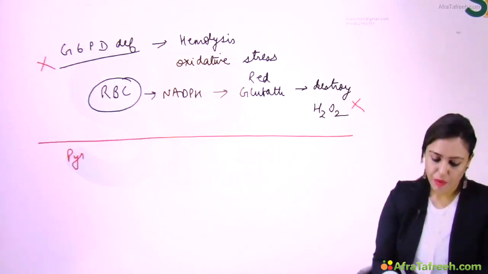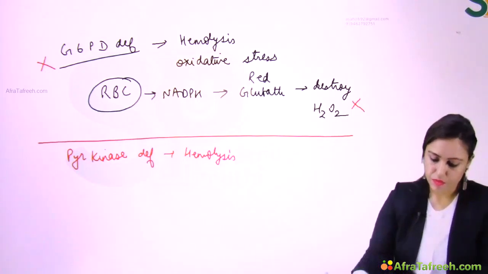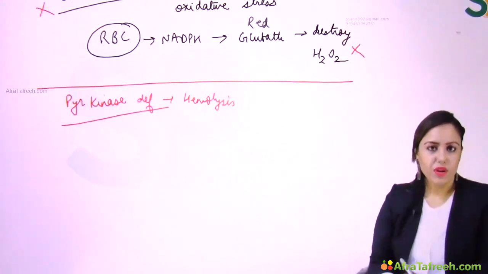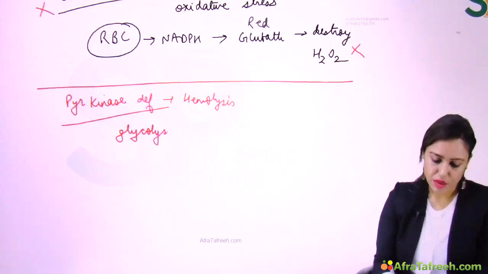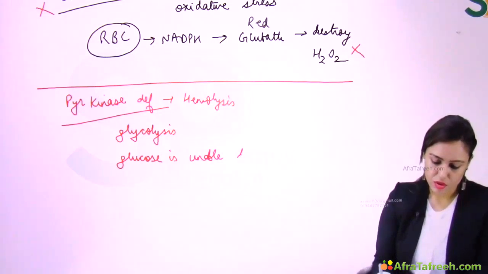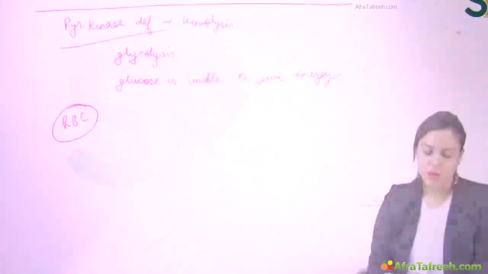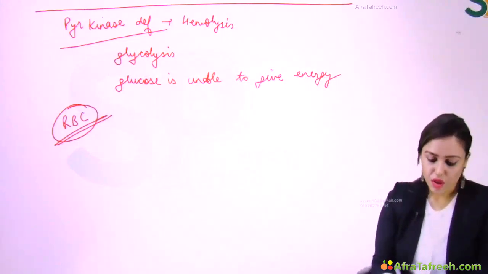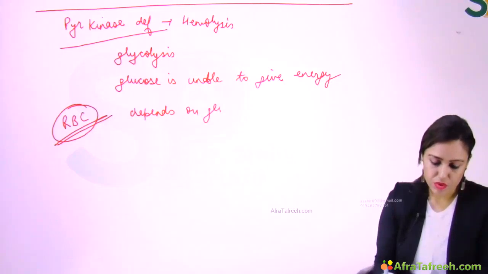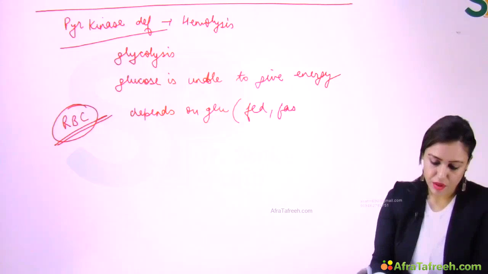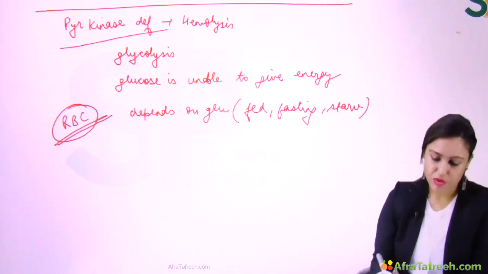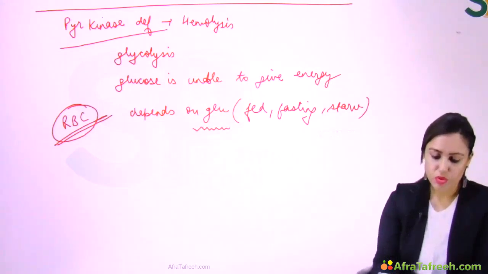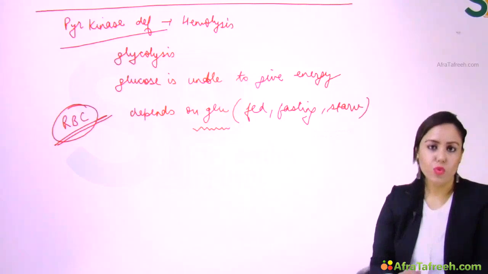And why does pyruvate kinase deficiency lead to hemolysis? Because if pyruvate kinase or any enzyme of glycolysis is deficient, then glucose is unable to give energy. And in our body, RBCs are such cells which depend on glucose, whether the body is in fed state, fasting state or starvation state. They are only dependent on glucose. RBCs cannot use any other fuel for energy.